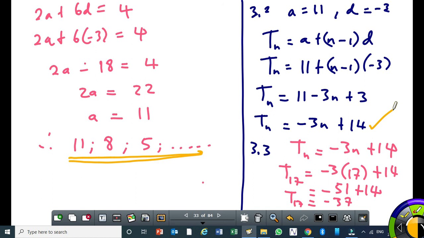Then 3.3, we wanted to find the value of the 17th term. Now, that's easy. Again, it's grade 10 and 11 work. So, after getting the general term, you substitute n equal to 17. And if you simplify, you get T17 equal to negative 37.